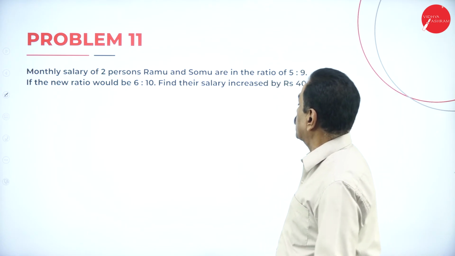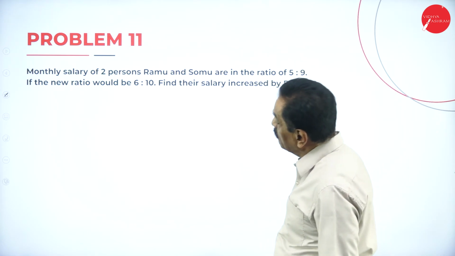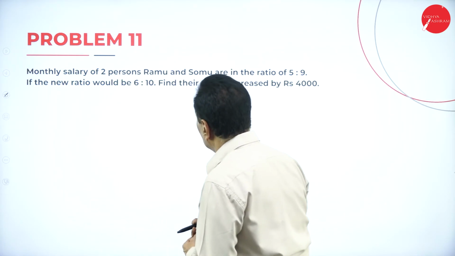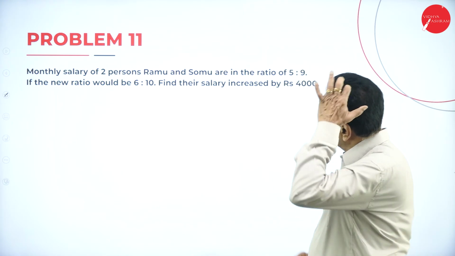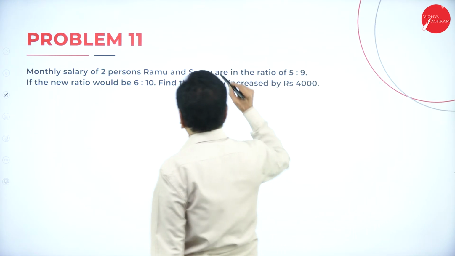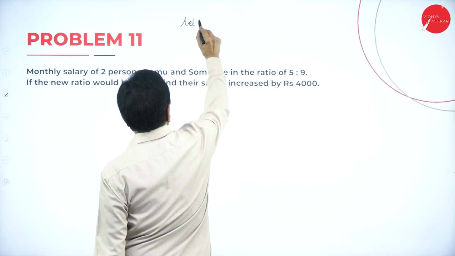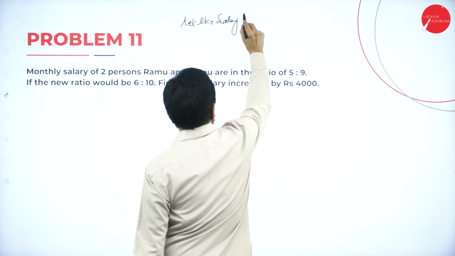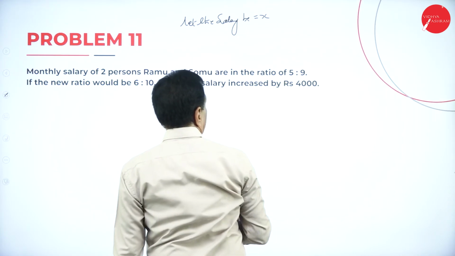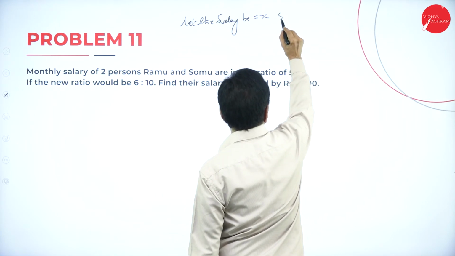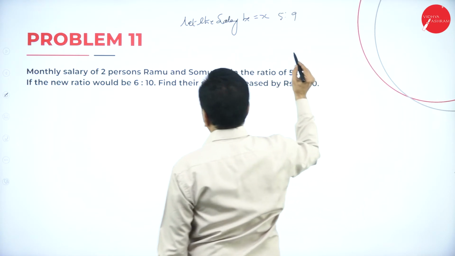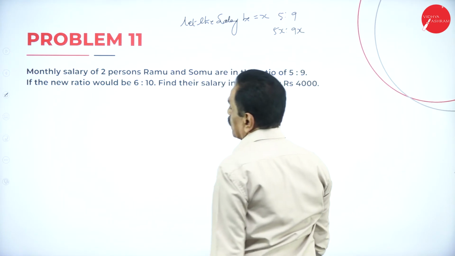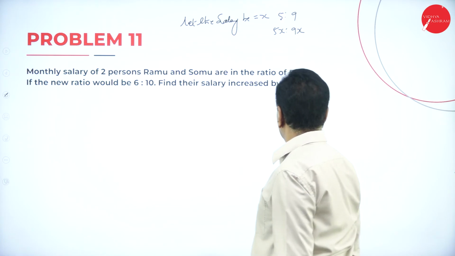Monthly salary of 2 persons, Ramu and Somu, are in the ratio of 5:9. If the new ratio is 6:10, find the salary increased by 4,000. Here it is only increased by 4,000. Let the salary be x. Ratio 5:9 is nothing but 5x is to 9x. The new ratio is 6:10, increased by 4,000.